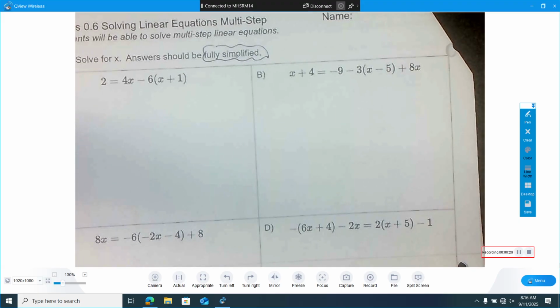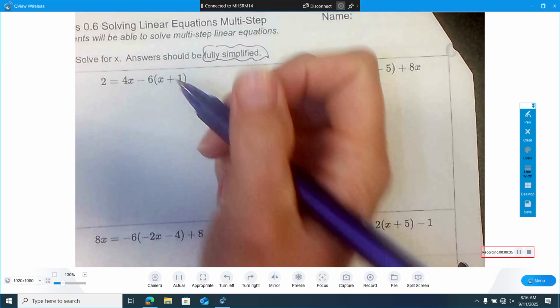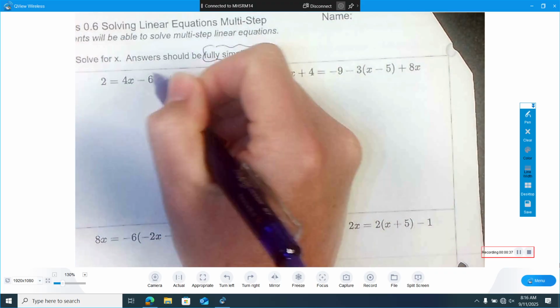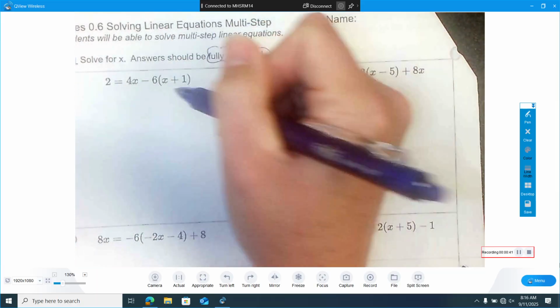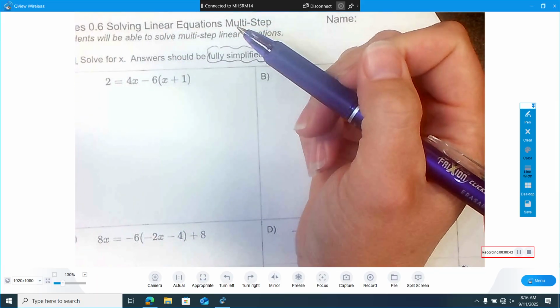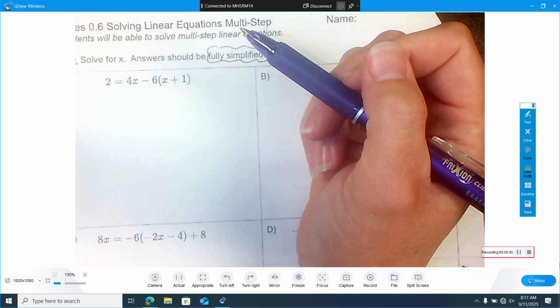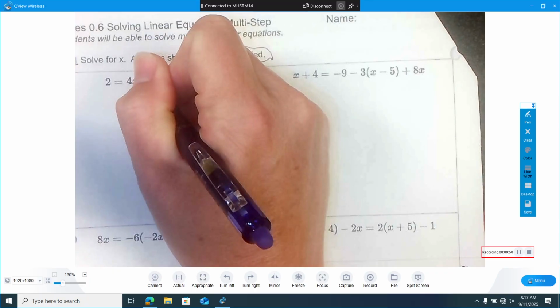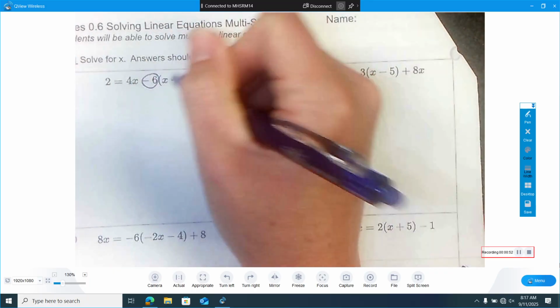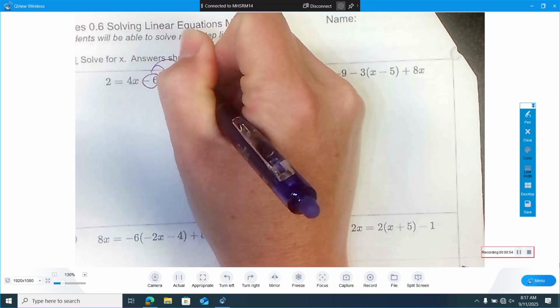And what do you want to do first? Distribute, yeah. We have parentheses, and typically we're going to distribute first to get rid of those. What are you going to distribute? The x to the 1. What number are you going to distribute? -6, good. Always take the sign along for the ride. So this is a -6 that we're going to distribute.